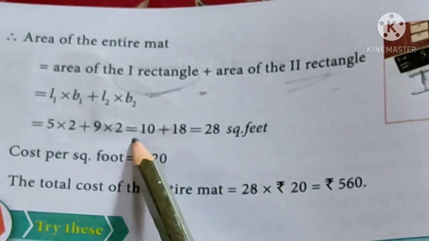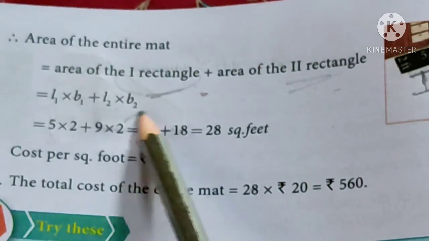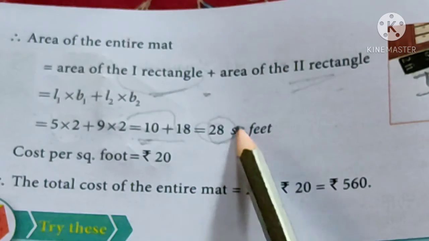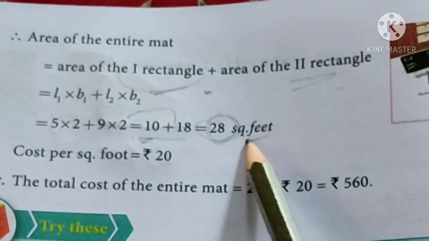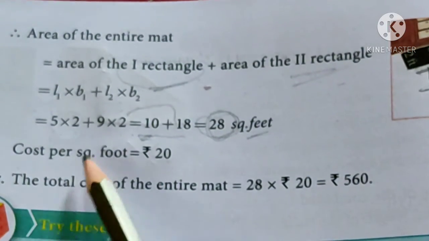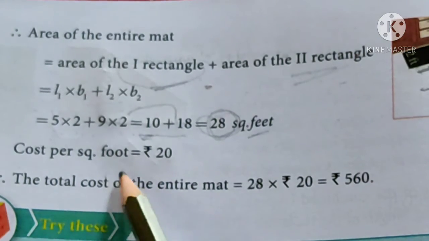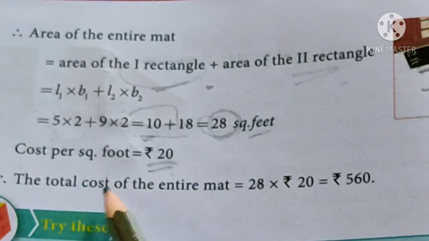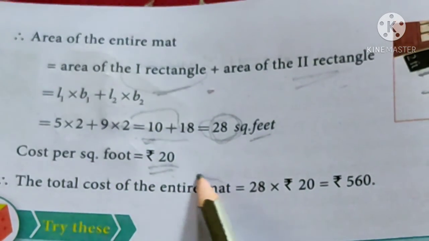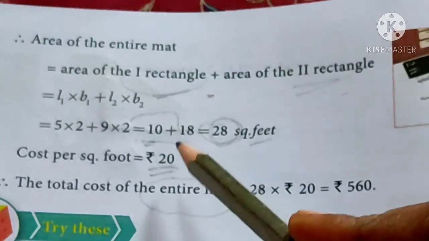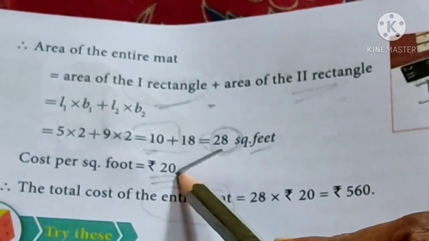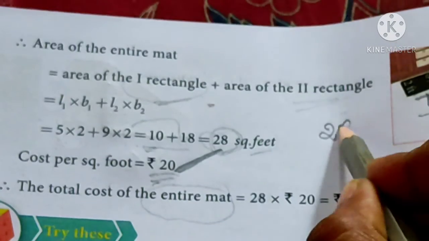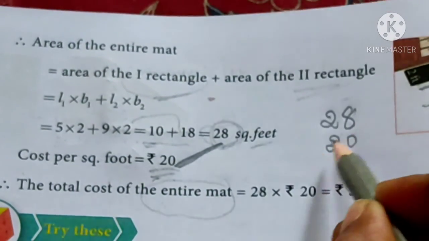5 2s are 10, 9 2s are 18. So 10 plus 18 is 28. So 28 square feet. Cost per square foot: 1 square foot, how much rupees? 20 rupees. So you find the cost of the entire mat. Find the product of these two numbers, 28 into 20.